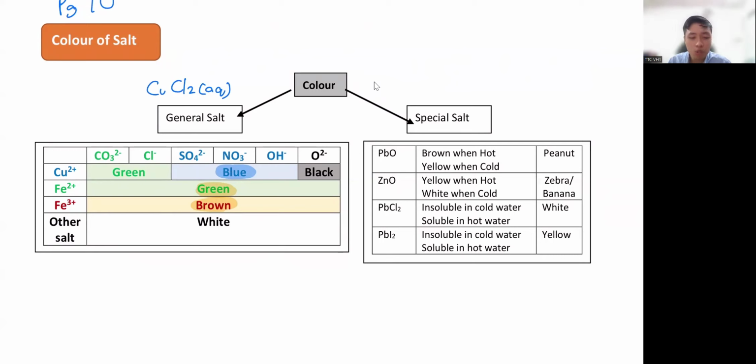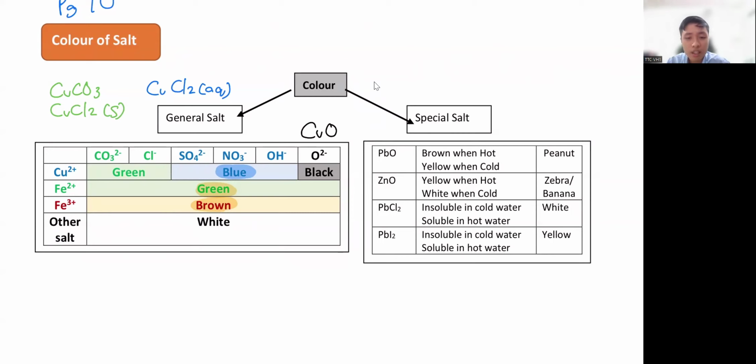Except for copper(II) carbonate, which is green. Copper(II) chloride, where it is solid, is also green. These two are green. And one more special one: copper(II) oxide is black color.